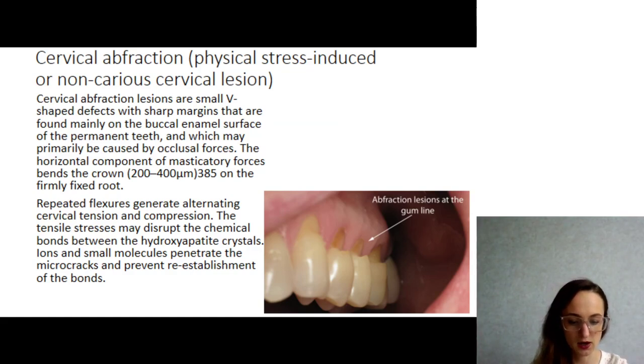And abfraction, what about prevention and treatment? Occlusion adjustments reduce cervical stress. Tensile stresses may lead to debonding and loss of cervical restoration, for which reason macrofilled composites that flex with the tooth are preferred to stiffer ones. And a thick layer of flexible liner and mechanical retention are recommended.